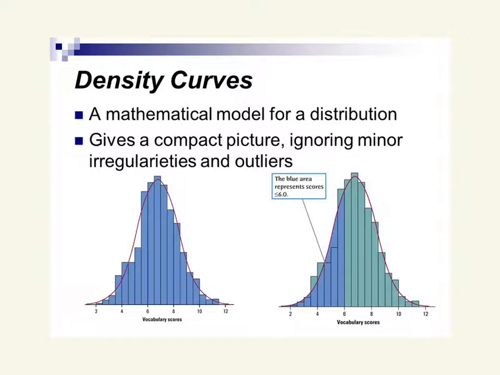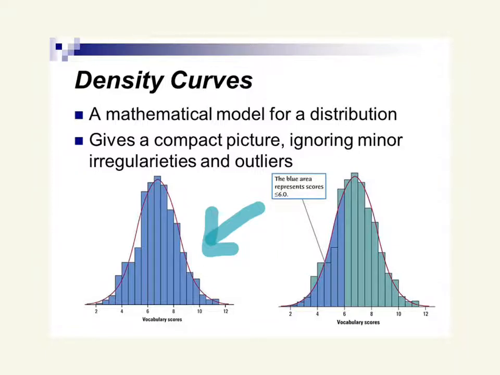So when we talk density curves, we're just simply talking about a mathematical model that represents a distribution. And it gives us a more compact picture of the data. And we're not worried about those minor irregularities or outliers. So in this screenshot that we see to the left, you can see that we've got an example of a density curve. You see the blue bars are representing the histogram, and that red line through that histogram is representing what we would call the density curve.